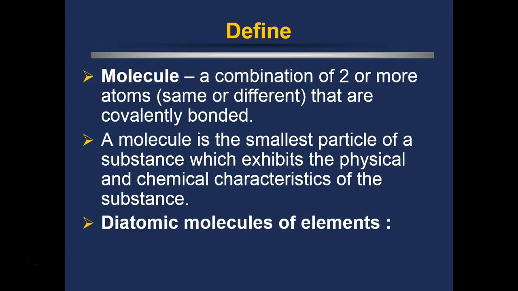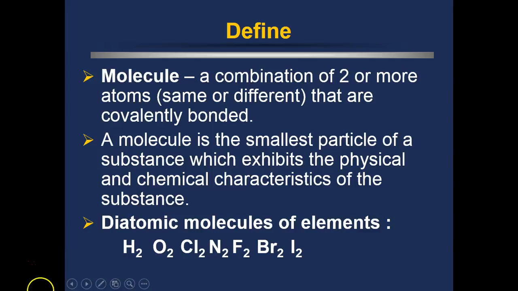We talk sometimes about diatomic molecules of elements. There's a limited number of them. These are things found on the periodic table that are always found in molecule form. You never find a single atom of these things. Most of them, not all, but most of them are gases. So hydrogen, oxygen, chlorine, nitrogen, fluorine, bromine, and iodine are your diatomic molecules. So these elements are always found in pairs of atoms.